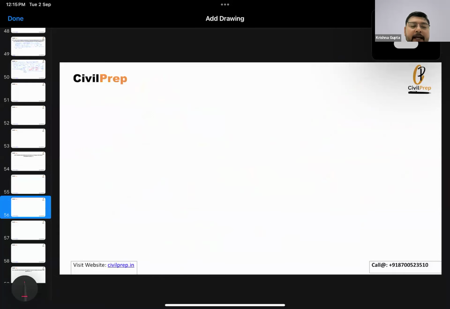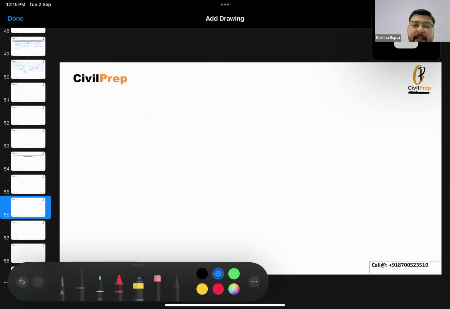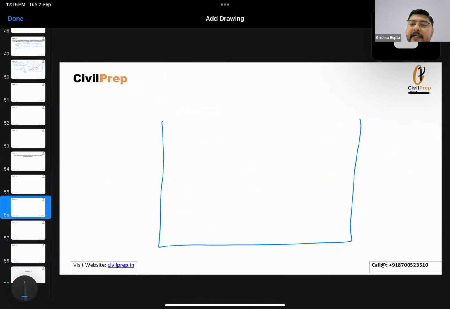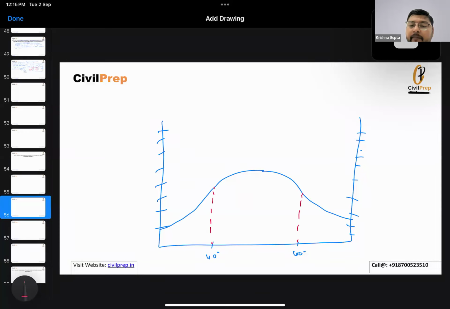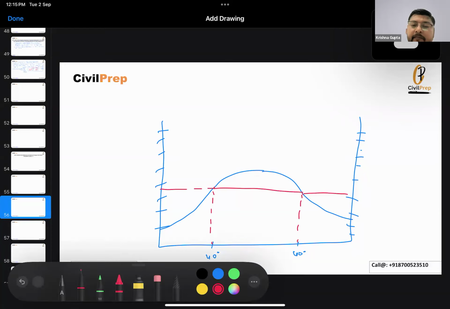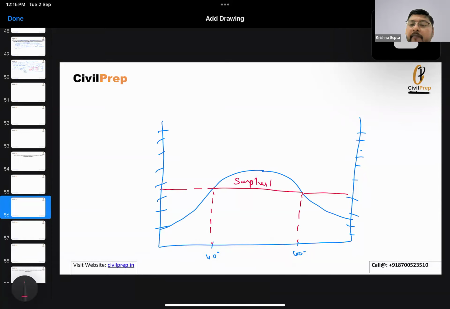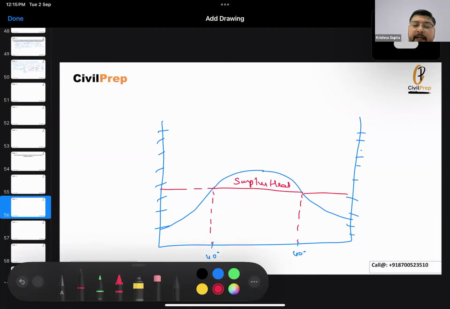Now, when we go for the latitudinal variation, we have a region of deficit and a region of surplus. From 40 degrees latitude south to 40 degrees latitude north, we have surplus heat, and the regions beyond are the heat deficit regions.